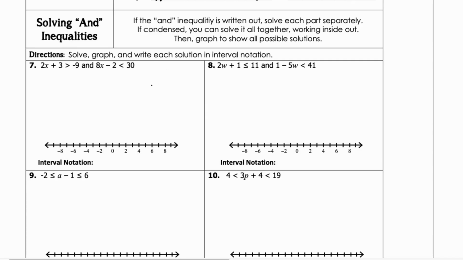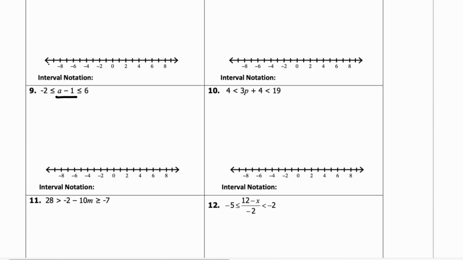All right, let's look at the next one. If the and inequality is written out, solve each part separately. If it's condensed, then solve it all together. Work inside out, meaning starting in the middle, then graph all possible solutions. We can see how this one is written out into two different problems where they put an and in the middle, and we have one inequality over here and another one over here. But if we look down here, we have an a in the middle between both inequalities. So let's look at number 9, since you should be able to do number 7 on your own.